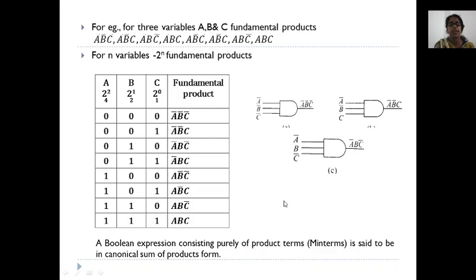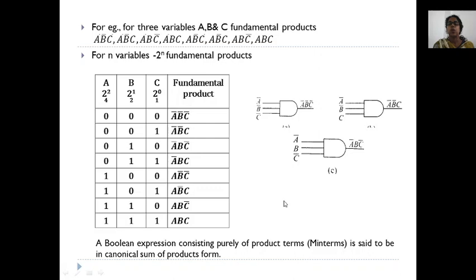Our today's session is all about designing a logic circuit corresponding to a given truth table. For that, we are using the sum of product method, and for understanding that methodology, we have to understand fundamental product. I think you got this point, fundamental product.